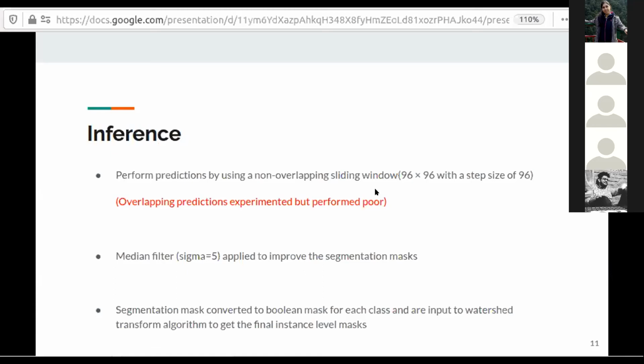For inference, we used non-overlapping predictions with a sliding window size of 96 by 96. We tried overlapping predictions, but the results were rather poor. And after that, we used a median filter with a sigma value of 5 to improve the segmentation masks, as some of them were very noisy. And then the segmentation masks are converted to Boolean masks for each of the classes and input to a watershed transform to get the final instance level masks.